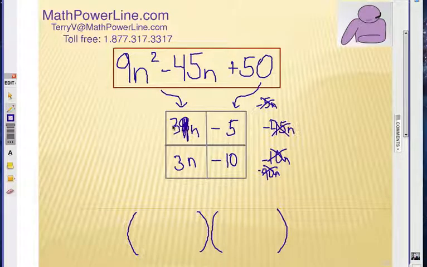Now let's go with 3n times negative 5. It's going straight across, so it would be a negative 15n. Is that going to work? Well, 3n times negative 10 is negative 30n, and there we go.